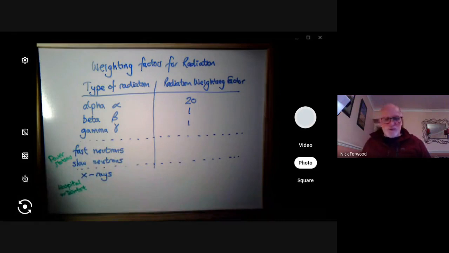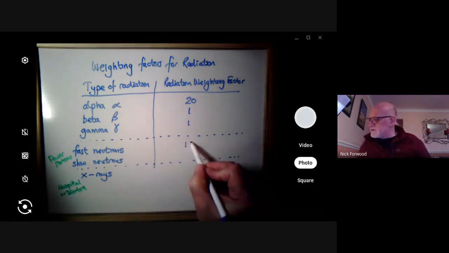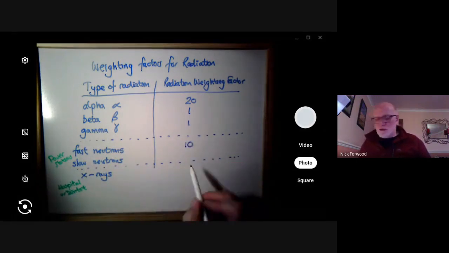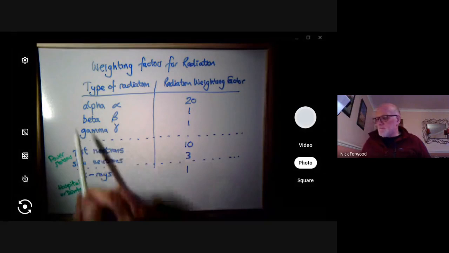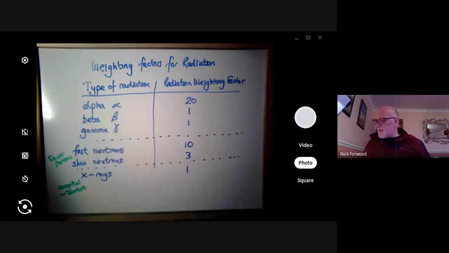Fast neutrons, because they go quite fast, cause a bit of damage. Slow neutrons, not as much. And X-rays are in the same group as beta and gamma. They've got the number 1. So we don't have any numbers less than 1. We just say, right, the least dangerous are radiations with the number 1.